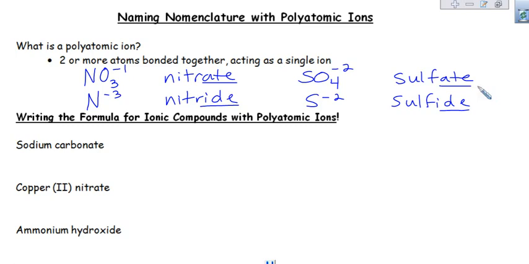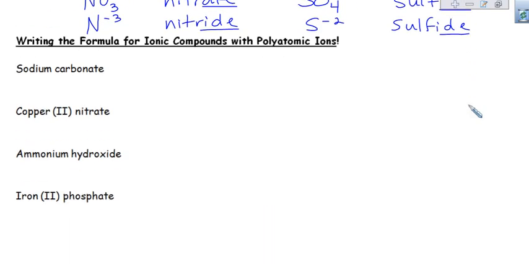You'll never need to memorize them. You'll want to have this chart handy when you're writing formulas, because these polyatomics are very common. And I will give you the chart for any test or quiz. You do not need to memorize the polyatomics. Let's look at writing some formulas.